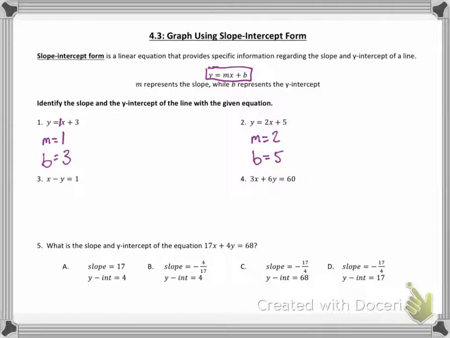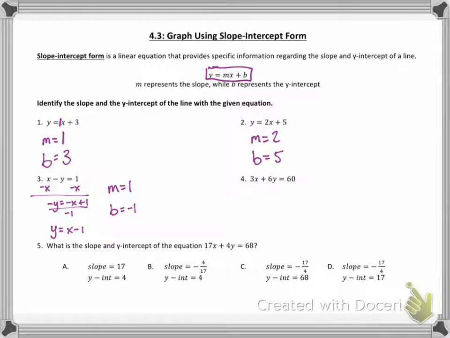Now, we can identify slope and y-intercept out of an equation even if it's not written in y equals mx plus b form, because as you probably remember, we can rewrite equations so that they are in y equals mx plus b format. So numbers 3 and 4 are written in standard form. We're going to rewrite them, setting the y by itself. Before we identify slope and y-intercept, we have to get y by itself. So I'm going to subtract away the x here in number 3. And then, since it's negative y, we're going to divide everything by negative 1 to flip all the signs. So we'll get y equals x minus 1. Now we can identify the slope, which is 1, and the y-intercept, which is negative 1.